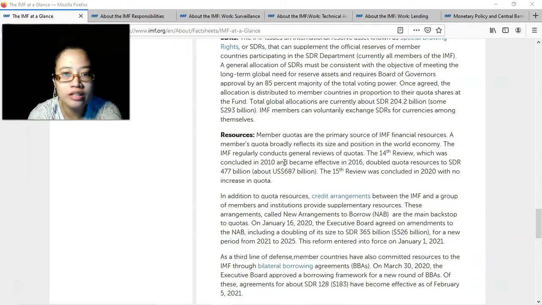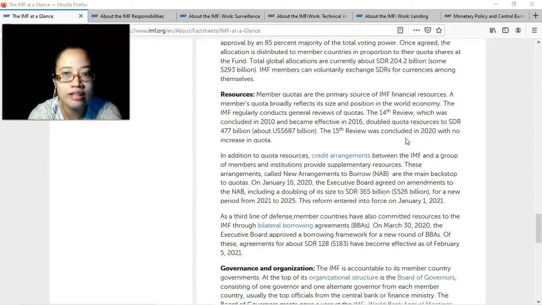The IMF regularly conducts general reviews of quotas. The 14th review, which was concluded in 2010 and became effective in 2016, doubled quota resources to SDR 444 billion or around 687 billion USD. The 15th review was concluded in 2020, so they do it 10 years apart, right? With no increase in quota, most likely in consideration of the pandemic that every country is experiencing.